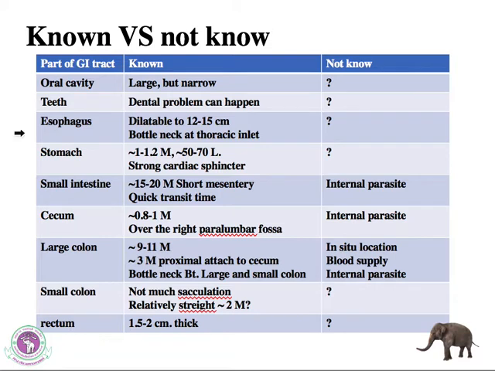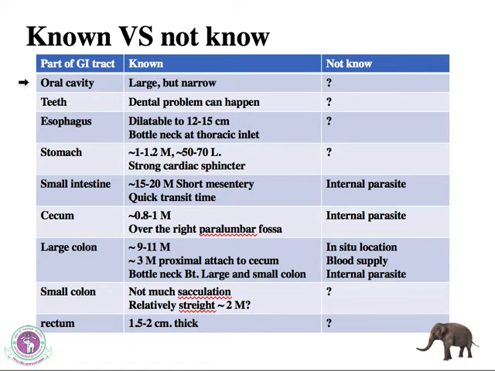To my knowledge, the oral cavity is big, but it's very narrow, because when we try to open the mouth, the oral mucosa and tissue just collapse and close the cavity. For the teeth, we know that elephants can get dental problems, which can cause several other problems. The esophagus is dilatable to 12 to 15 centimeters in diameter, and it has a bottleneck at the thoracic inlet. This is from case observation of choke that I had a chance to get involved in.